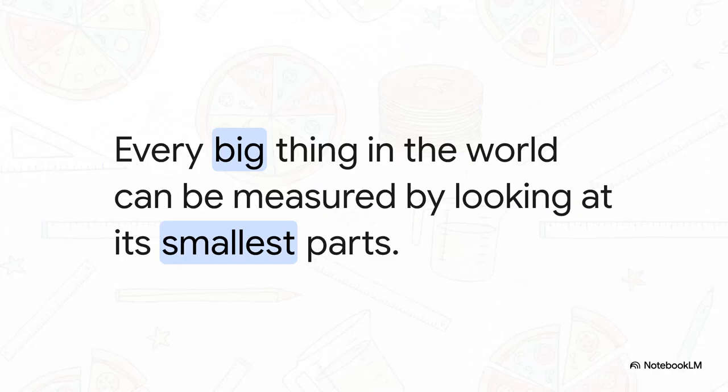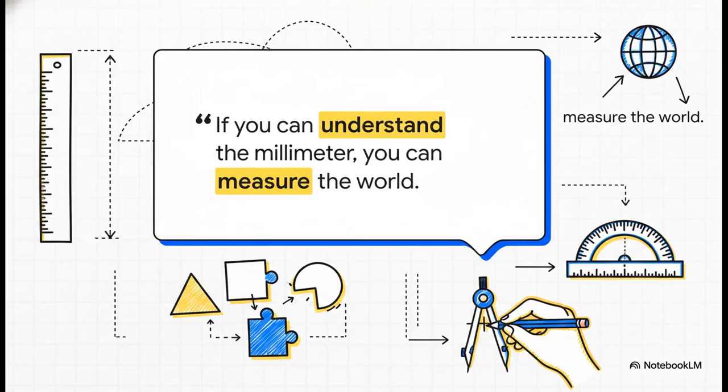As we wrap up this explainer, I want you to consider this. Every big thing in the world can be measured by looking at its smallest parts. By really mastering the fractional components, those tiny tenths and millimeters, we gain the immense power to accurately describe and calculate the larger whole. We literally take the fragments and we mathematically make them whole again. How cool is that? If you can understand the millimeter, you can measure the world.